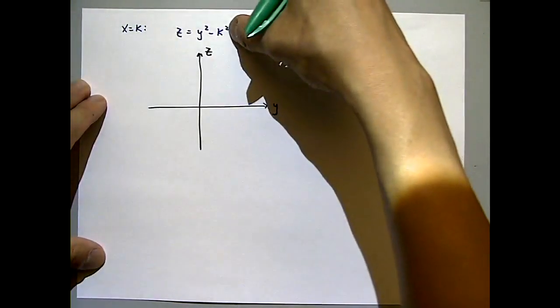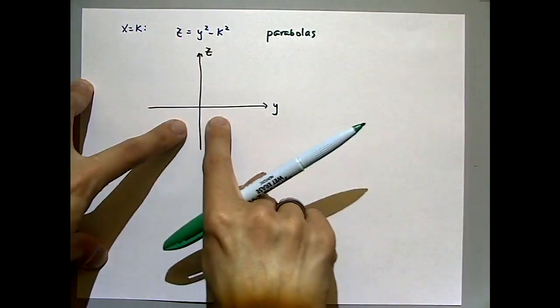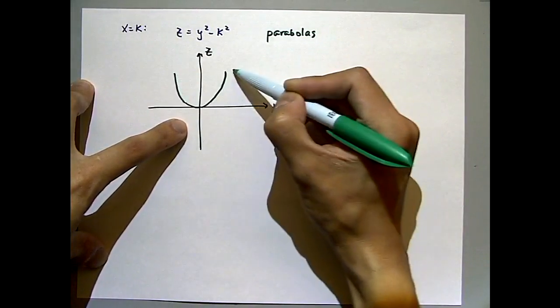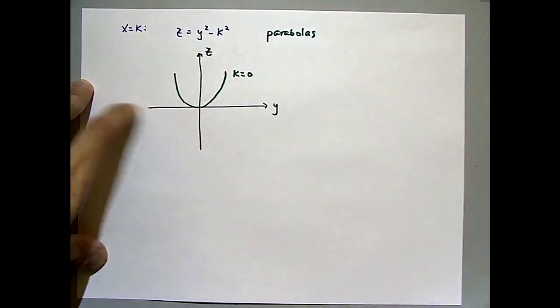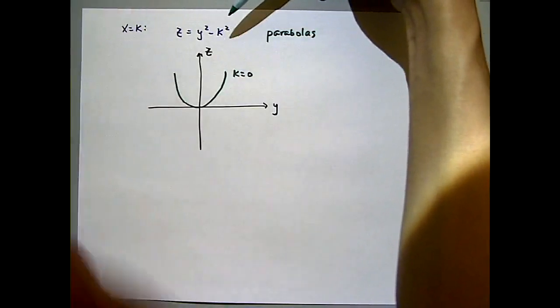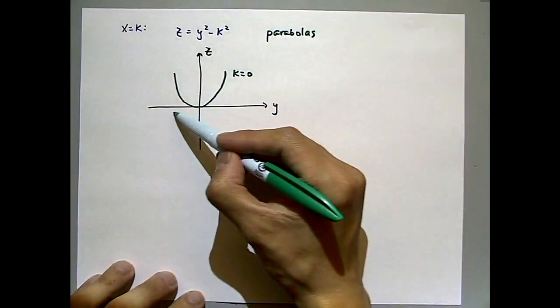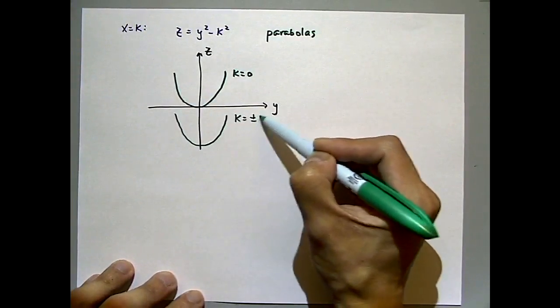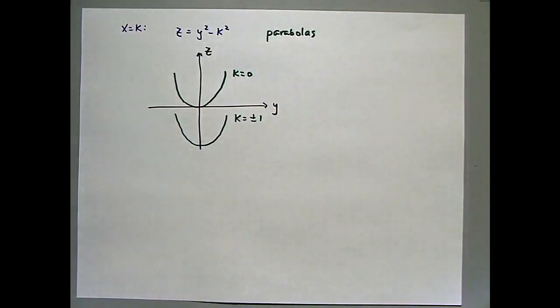If k is equal to 0, we have z is equal to y squared. So it would look like this. And for any other value of k you use, minus k squared is always going to bring the vertex down. So for example, if k is equal to plus or minus 1, that parabola will be brought down to here. Okay?